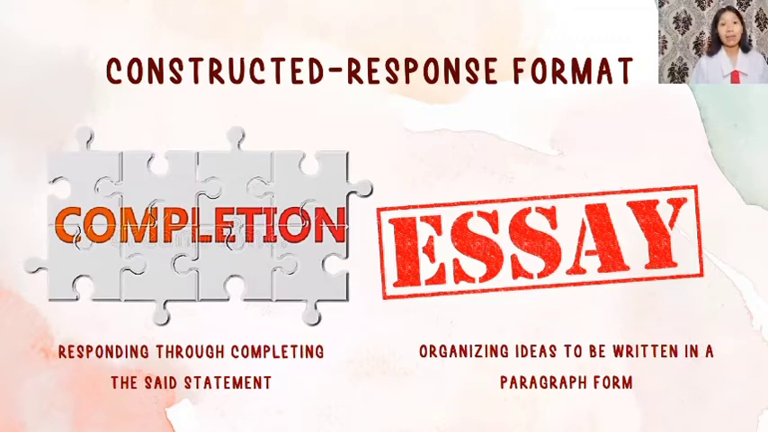The completion item is done by supplying words or phrases to complete a certain statement. For example, I am interested in history because, or I think science is. Based on the example, the teacher will ask the students about their feelings regarding history or science, then they will respond by completing the said statement. In the essay item, the teacher allows the students to write freely about a topic. Some may give specific instructions to follow.